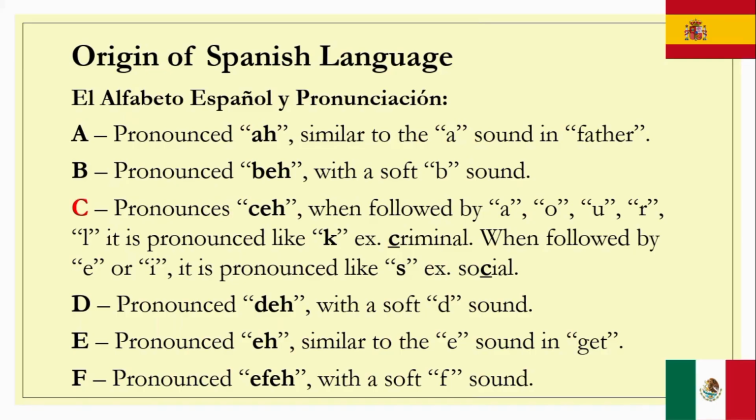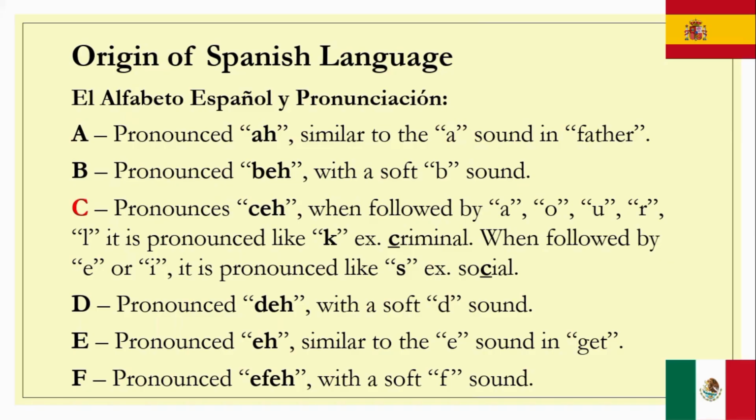Now let's move on to the Spanish alphabet and its corresponding pronunciation, or el alfabeto español y pronunciación. In the Spanish alphabet, we have 27 letters, 5 vowels, and 22 consonants. It's exactly the same as English. The only difference is that there is one additional letter, which is eñe. Later on, we'll discuss that.